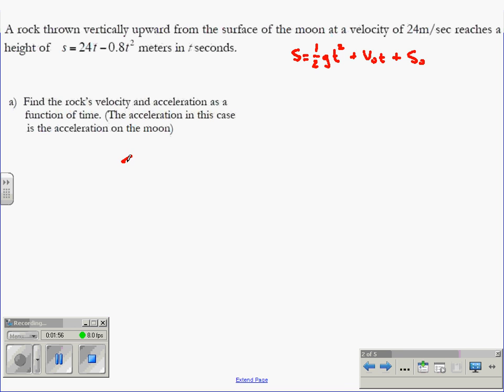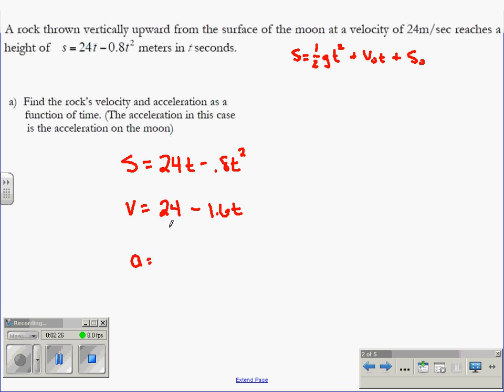Remember that if the original function is the position function, then if we're talking about a rate of change, we're talking about a slope, which is the derivative. So the velocity function is going to be the derivative of the position function. If we use the power rule and take the derivative, that becomes 24 minus 1.6t. And then the acceleration would be the second derivative, so we just take the derivative of the derivative.